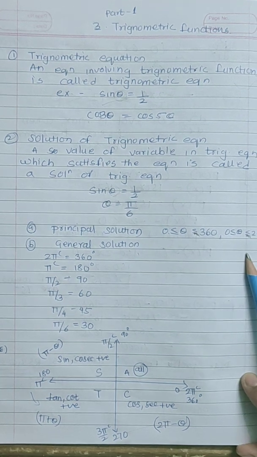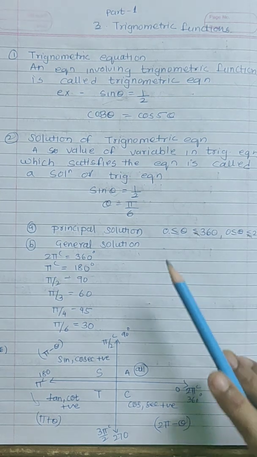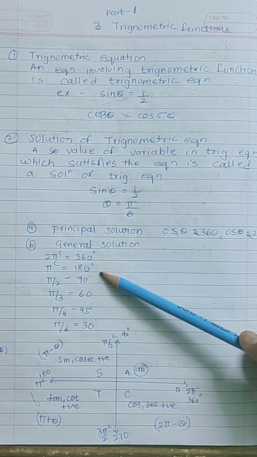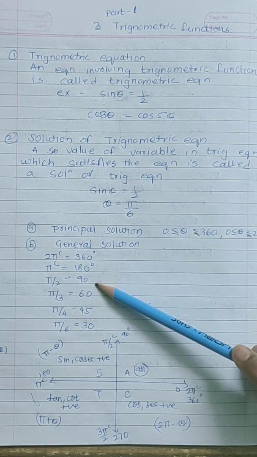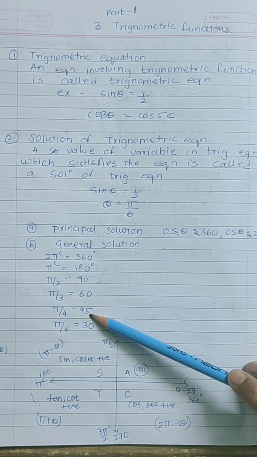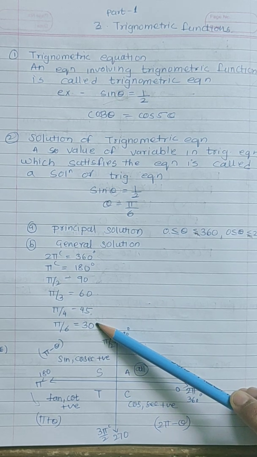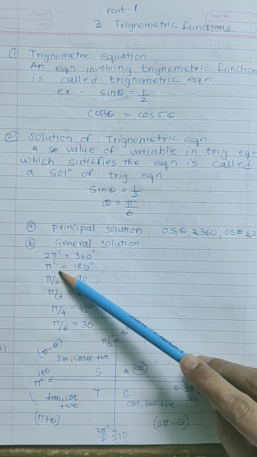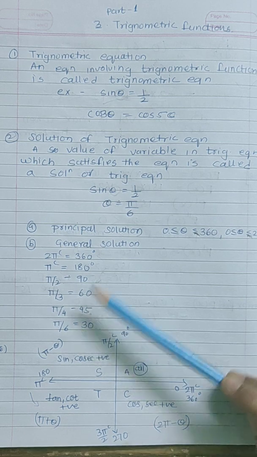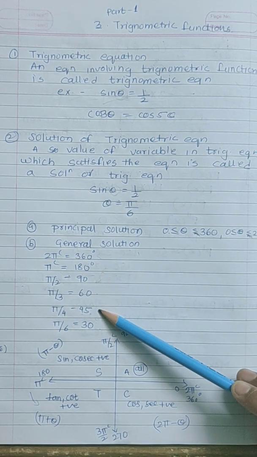Now here everything will be in radians. The angles will be in radians, not in degrees. So remember, 2 pi radians means 360 degrees. Pi radians means 180. Pi by 2 means 90. Pi by 3 means 60. Pi by 4 radians means 45 degrees. And pi by 6 radians means 30 degrees. So remember 2 pi, pi by 2, pi by 3, pi by 4, pi by 6: 360, 180, 90, 60, 45, 30.